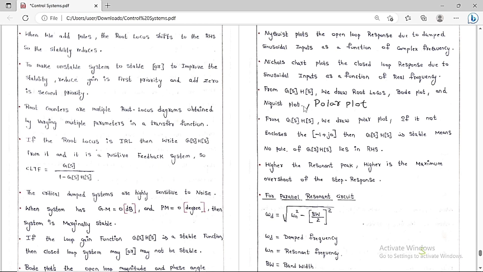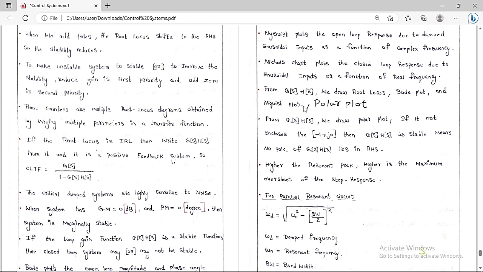So from the open loop transfer function G(s)H(s) only, we are drawing the root locus, Bode plot, Nyquist plot, and the polar plot. So this point always you have to keep in your mind.